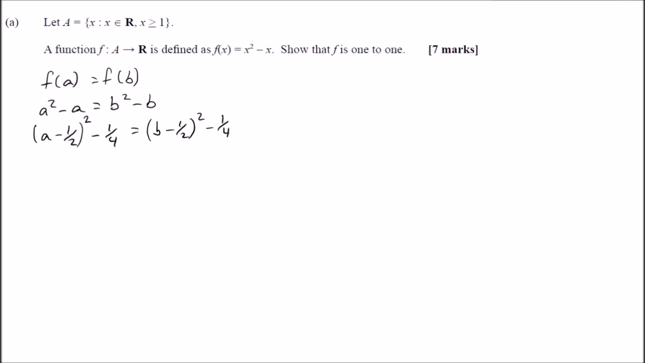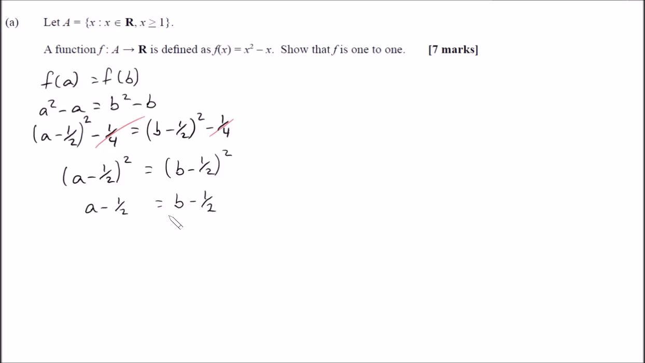Now clearly, our quarters eliminate each other. So we have that A minus a half, all squared, is equal to B minus a half, all squared. At this stage, I'm going to find the square root of both sides. A minus a half equals B minus 1/2. Now notice we did not utilize plus or minus.